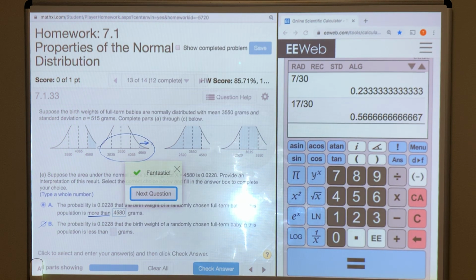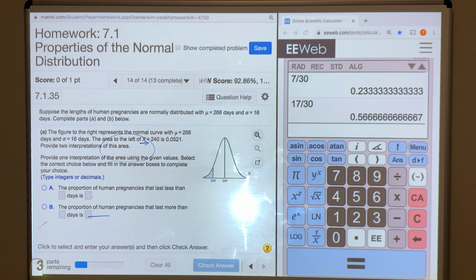With one more problem to go. We're doing great. Okay, so the final problem is number 14, and this is actually really similar to what we did before, so I'm going to leave that for you to do, and that'll do it.